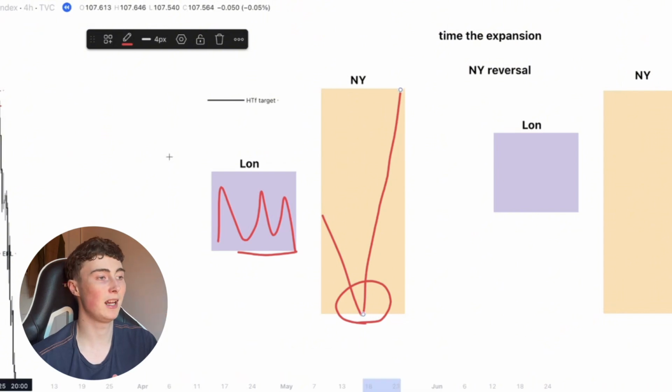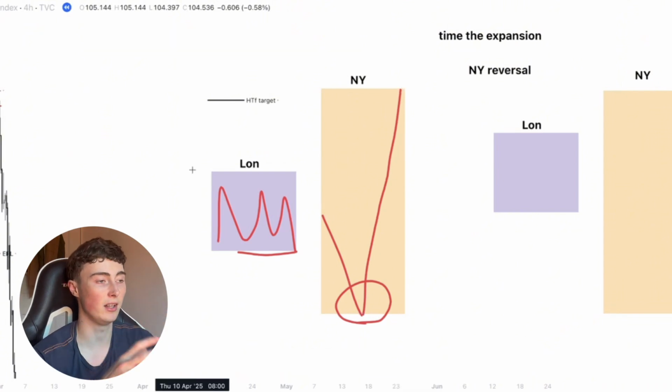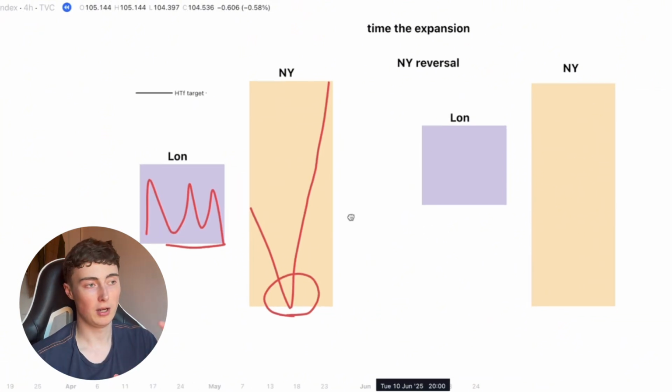So you're seeing with these daily cycles, by using the kill zones like this, you're able to time the expansions very well down to a 3-hour period within the day, because that is what the kill zones are, right? It's a 3-hour period. Now let's talk about the bullish version.